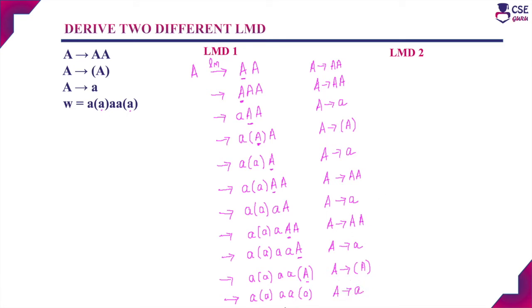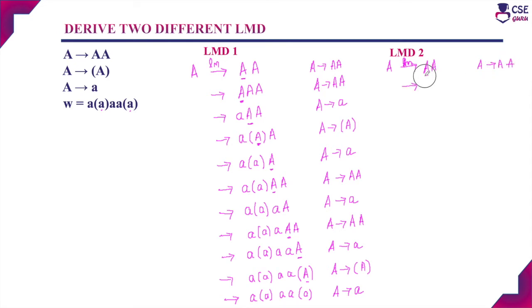So now if you are checking here, we have derived the given string using the leftmost derivation. And we will show one more leftmost derivation to prove that the given grammar is ambiguous. So the grammar starts with the start symbol A. And we will apply the first production rule. A derives AA. So the production rule applied is A derives AA.